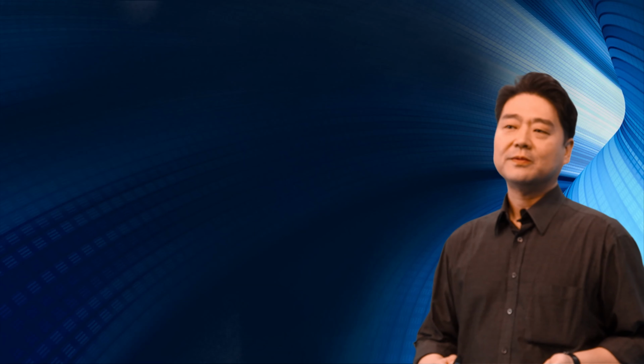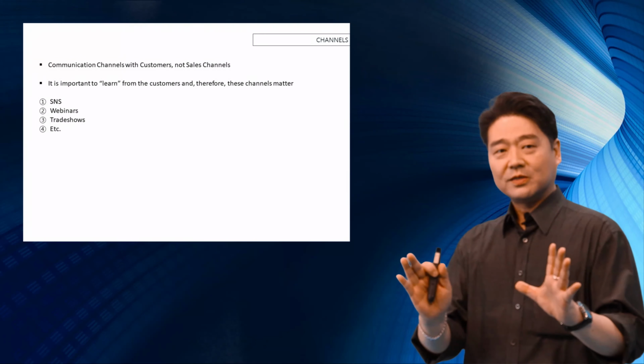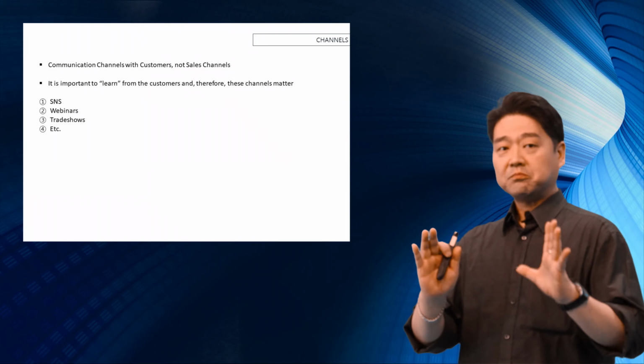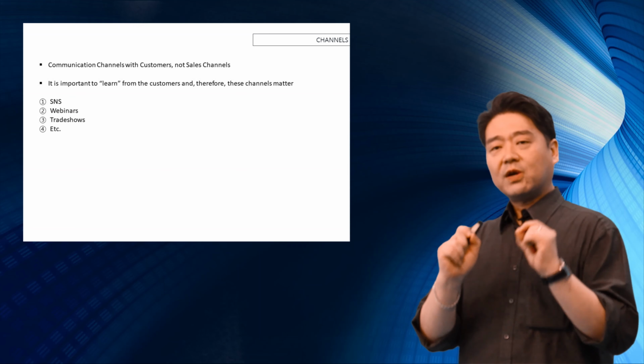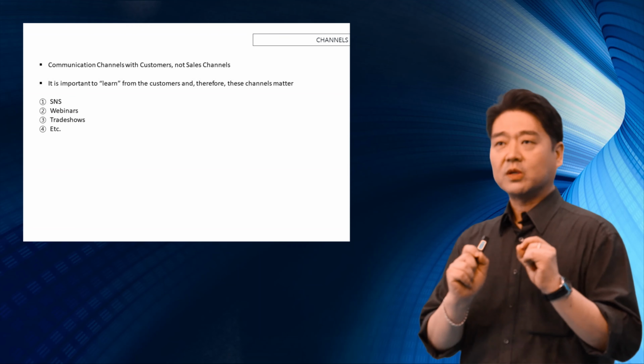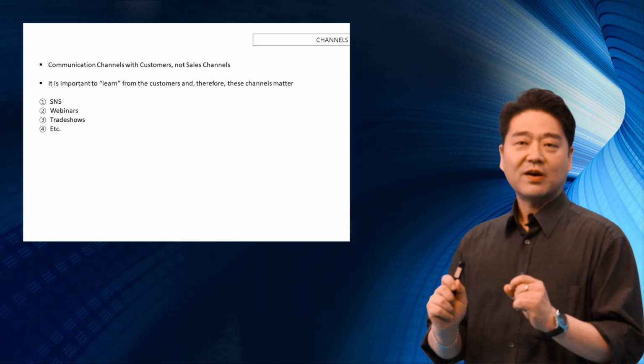Now, we come to the last one, channels. Communication channels with customers, not sales channels. We talked about this, and by now you would understand this. It is very, very important to learn from the customers, and therefore, these channels matter.